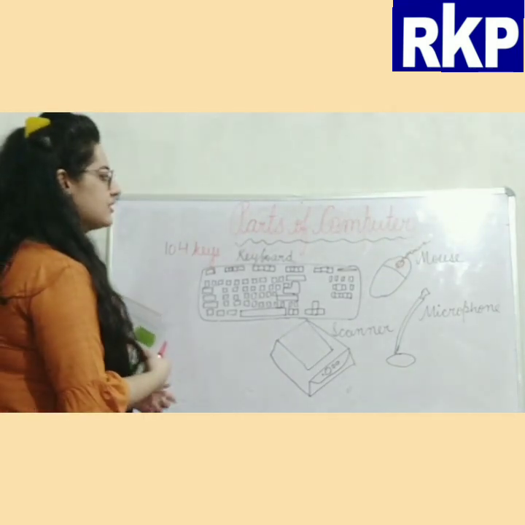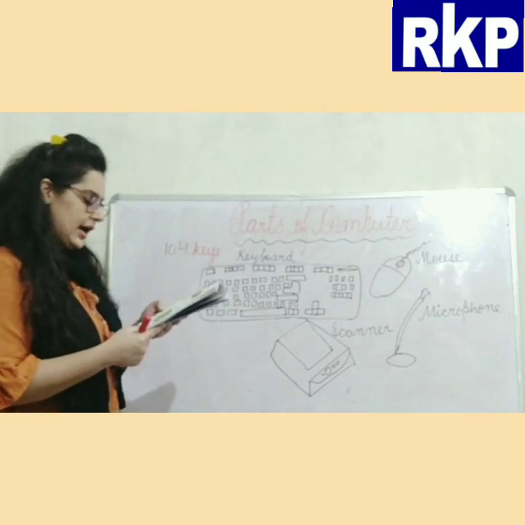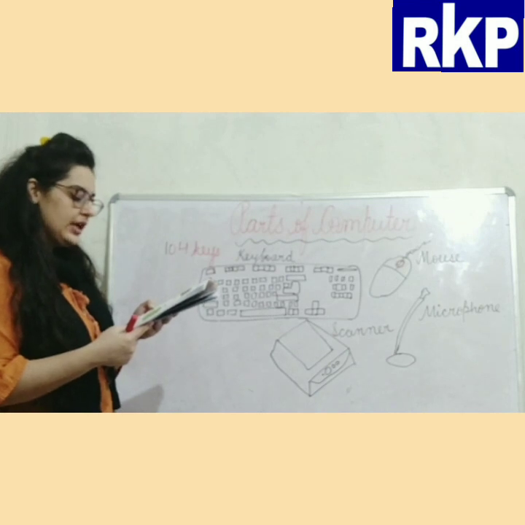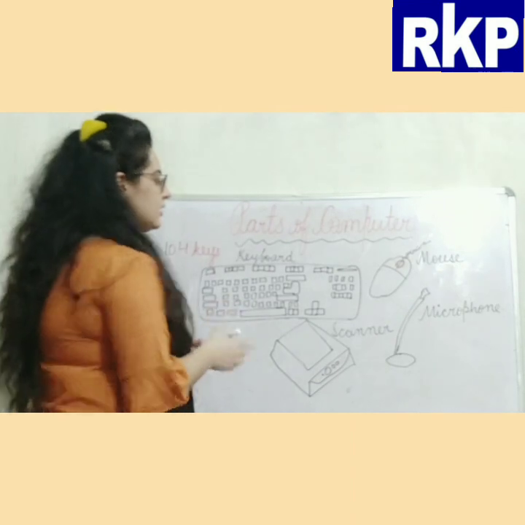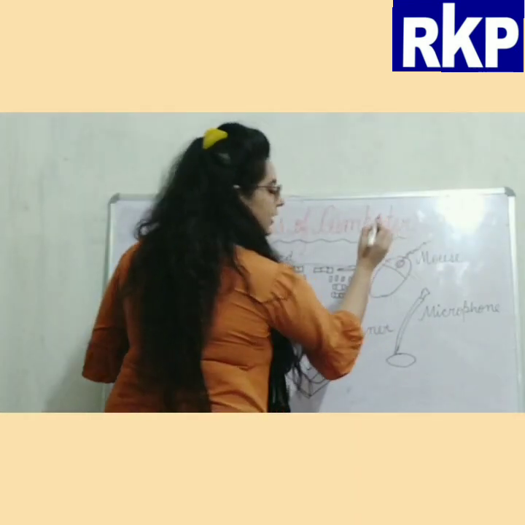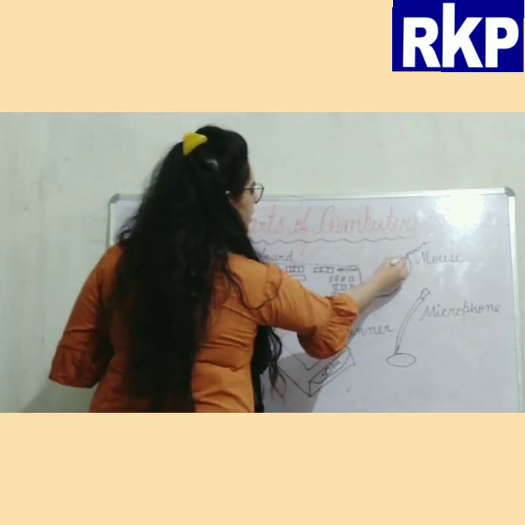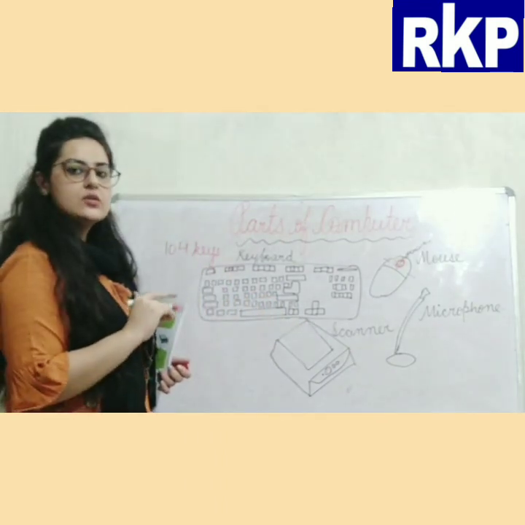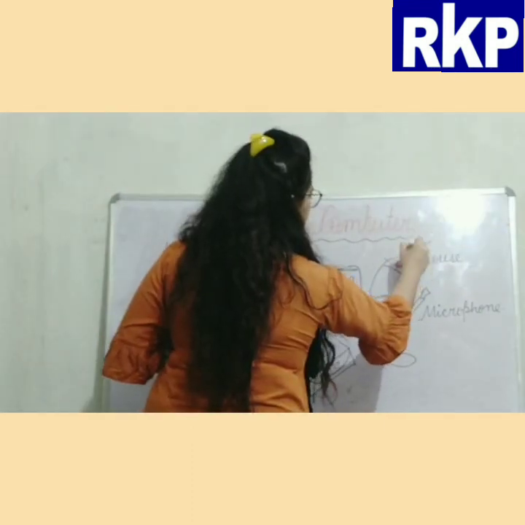Next input device, mouse. A mouse helps in pointing at and selecting items on the computer screen. It usually has two buttons and a scroll wheel. As you can see, there are two buttons. This is the left button and this is the right button. And in the middle, there is a scroll wheel. This is called the scroll wheel. With the help of this scroll wheel, a mouse can move. And this is a tail.